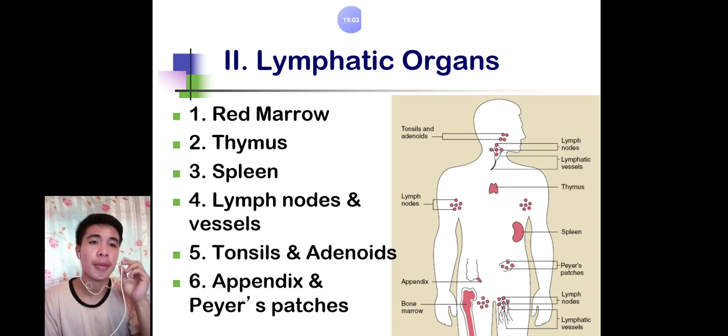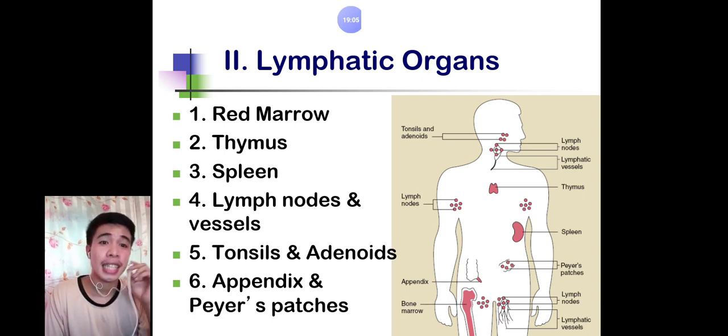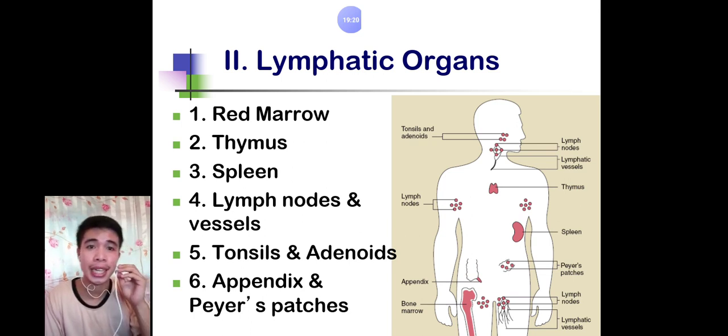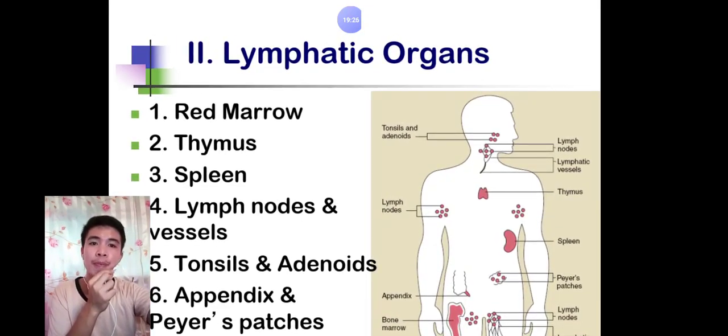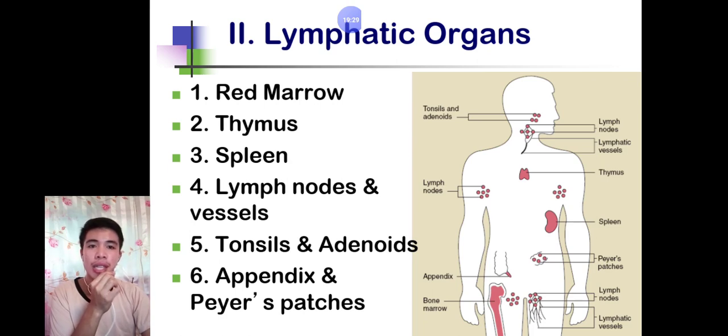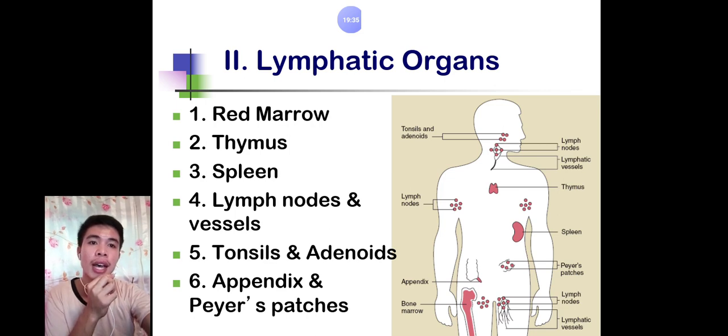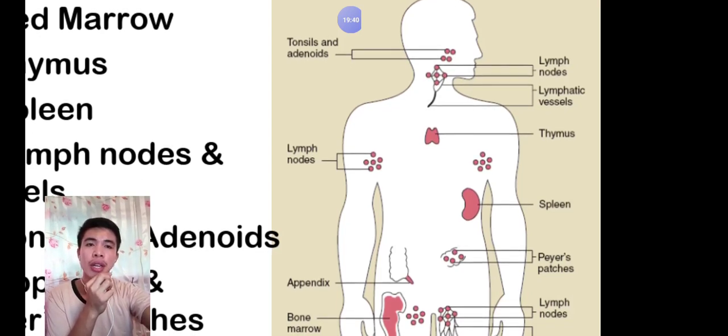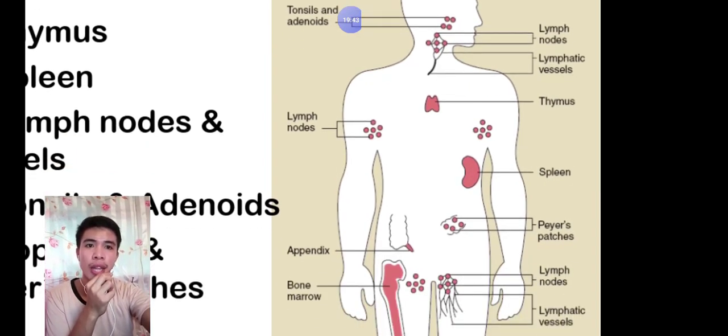These are the lymphatic organs. We discussed this last session, but I will review it now because the lymphatic organs are also parts of the immune system. We have here the red marrow, thymus, spleen, lymph nodes and vessels, tonsils and adenoids, appendix, and Peyer's patches. Let's proceed. Semi-review, because Mr. Guzon already discussed this well.